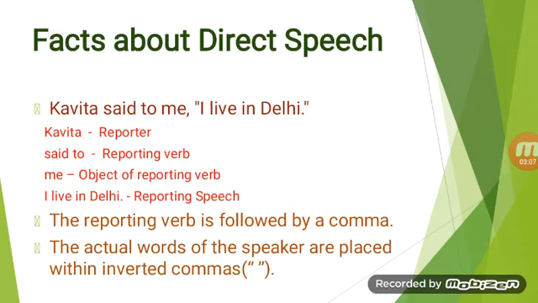And I live in Delhi is the reporting speech, means the words of the speaker. So the reporting verb is followed by a comma. As you can see, the actual words of the speaker are placed within inverted commas. I live in Delhi is being quoted in the inverted commas.